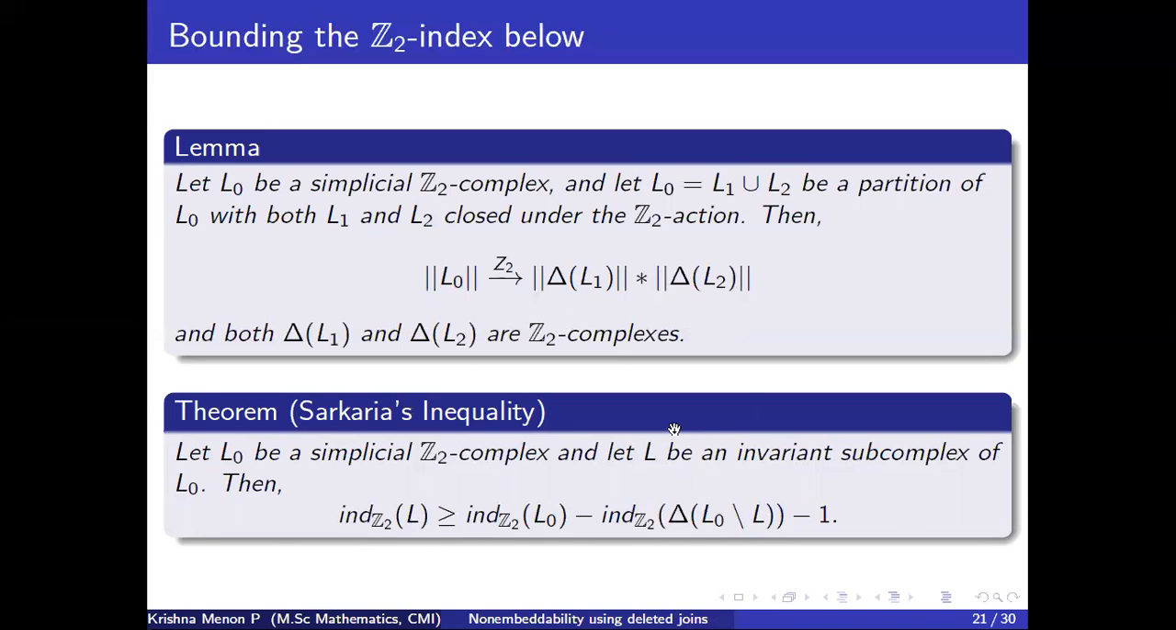And how we use this inequality is we'll start with some simplicial complex L. Okay, and we want to choose some L0, a simplicial Z2 complex that contains L, for which we know something about the Z2 index. And ideally, we want to add very few extra simplices to get L0 from L, so that you'll know something about this, and this will be very small. Okay, so that is our ideal situation for applying this inequality. Then we'll get a lower bound on the Z2 index of L. And this is the general lower bound which I was mentioning. Okay, so it remains to prove this lemma, which I'll do now.